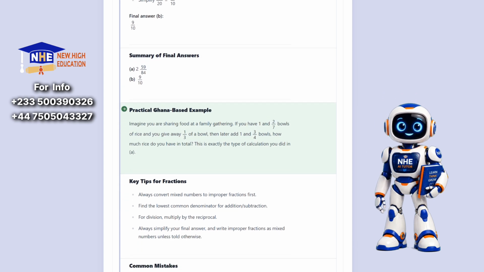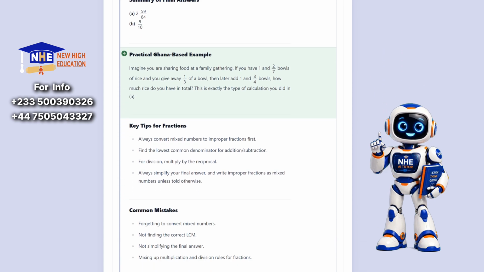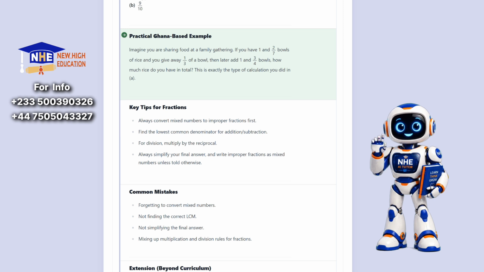Practical Ghana-based example. Imagine you are sharing food at a family gathering. If you have 1 2/7 bowls of rice and you give away 1/3 of a bowl, then later add 1 3/4 bowls, how much rice do you have in total? This is exactly the type of calculation you did in part A. This shows how fractions are used in real life, especially in sharing and budgeting.